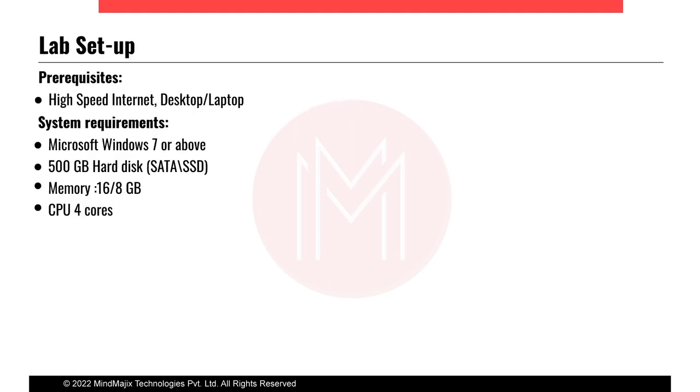This lab setup is required: a high speed internet is required. Desktop or laptop is fine, anything out of this, if they are having a desktop or laptop. And the minimum requirement is Microsoft Windows 7 or above. Okay, if it's 8 or 10, that will be very good. And the hard disk requirement is 500 GB SATA or SSD, whatever type of hard disk they are having. Memory from 8 to 16 GB is required, and a CPU with 4 cores is enough to perform this kind of practicals, and the sessions that we are taking also we can cover in this kind of lab setup.